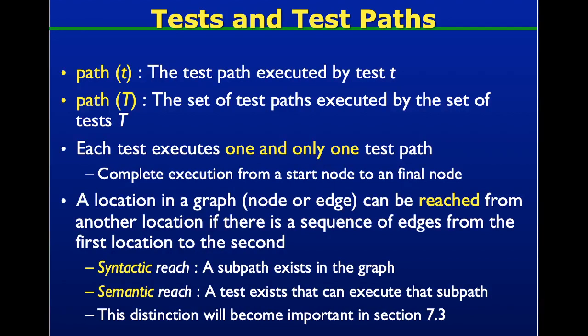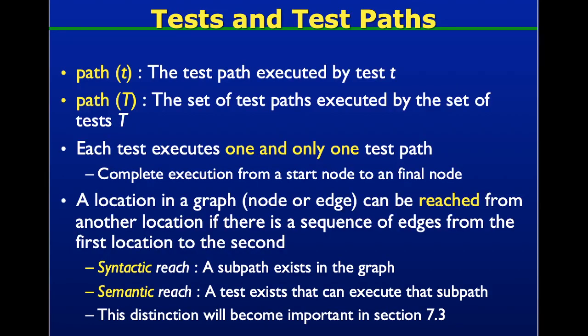We can also have the path definitions. We have path small t, which is the test path executed by test t, and a test path big T is a set of test paths executed by the set of tests t. Each test can be executed by one and only one test path, the complete execution from start node to a final node. A location in a graph can be reached from another location if there is a sequence of edges from the first location to the second.